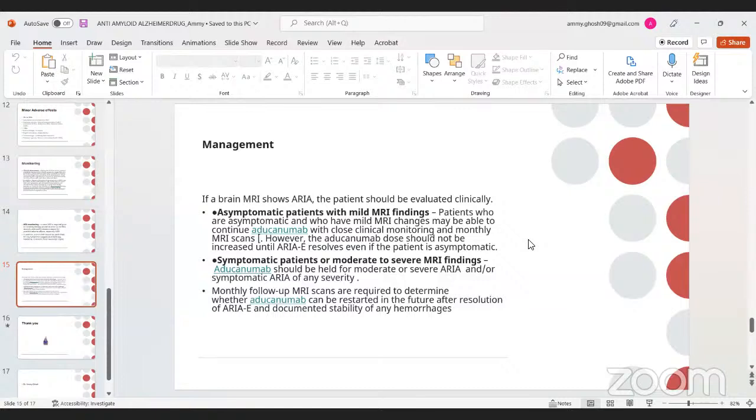And in symptomatic cases, patients with moderate to severe MRI findings, aducanumab should be held for moderate or severe ARIA or symptomatic ARIA of any severity. Monthly follow-up MRI scans are required to determine whether aducanumab can be restarted in the future after the resolution of ARIA and documented stability of any hemorrhages.